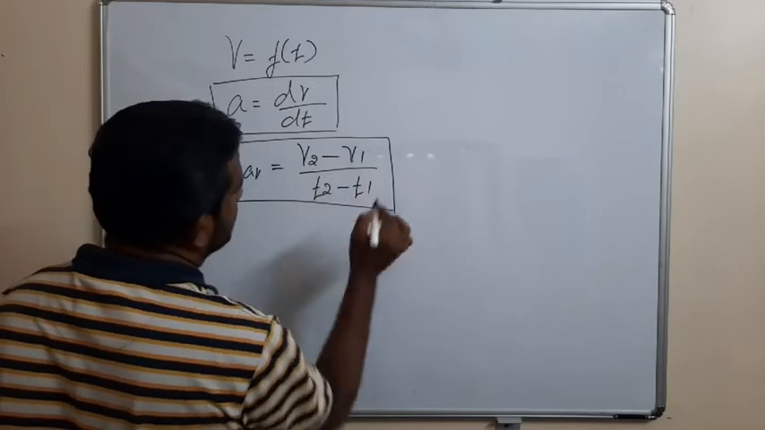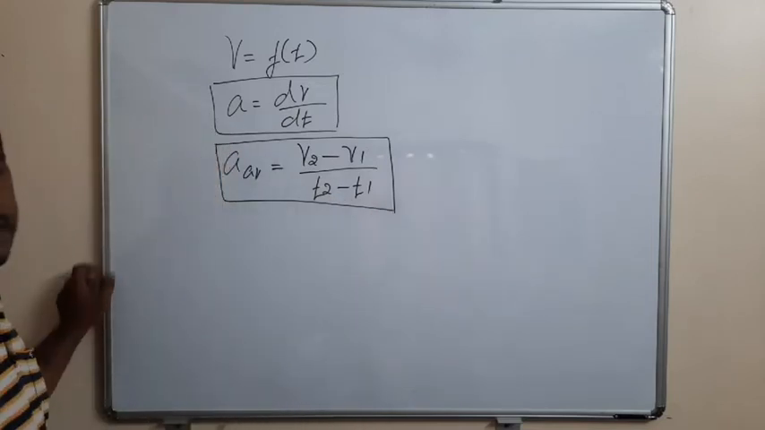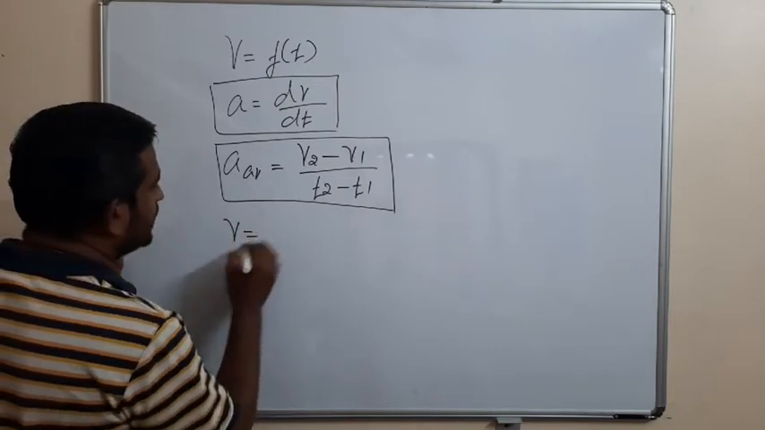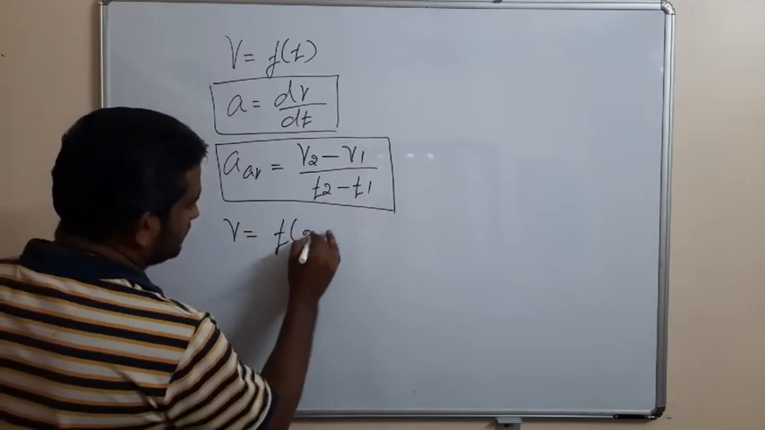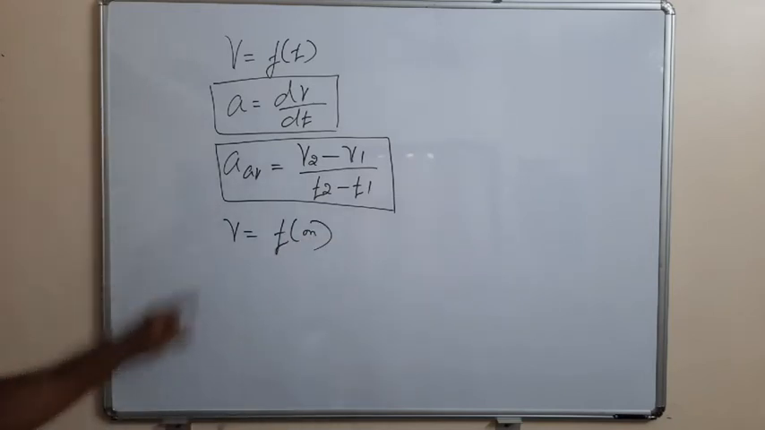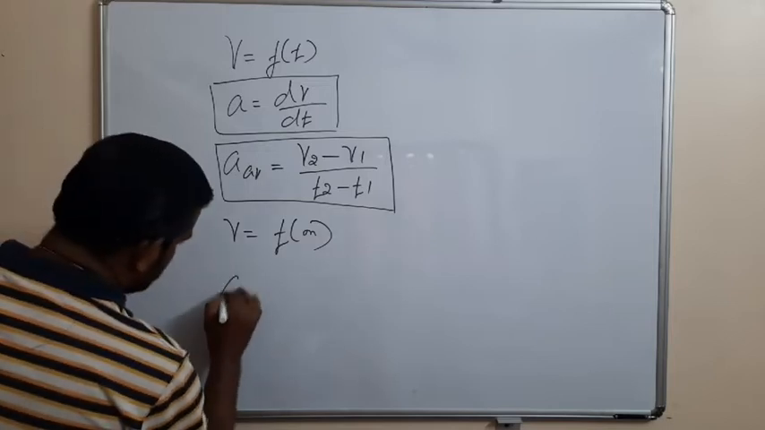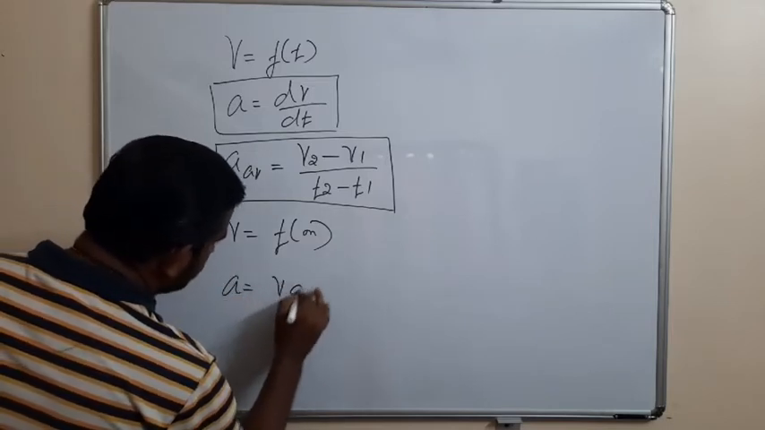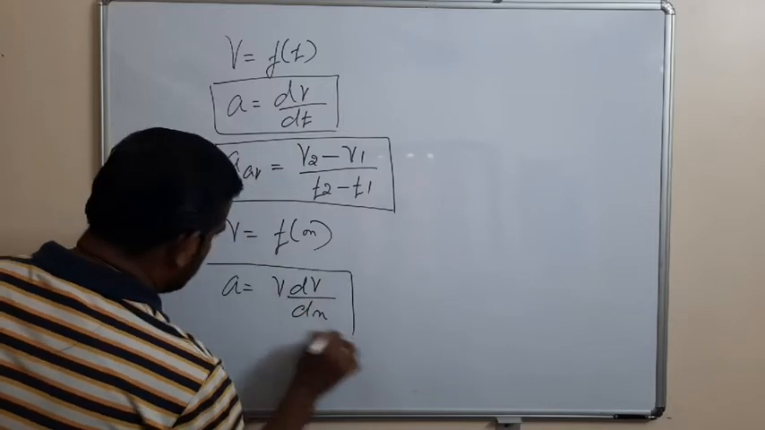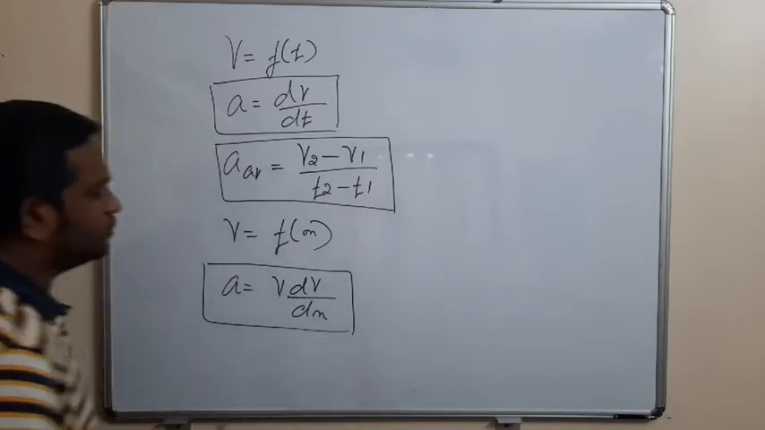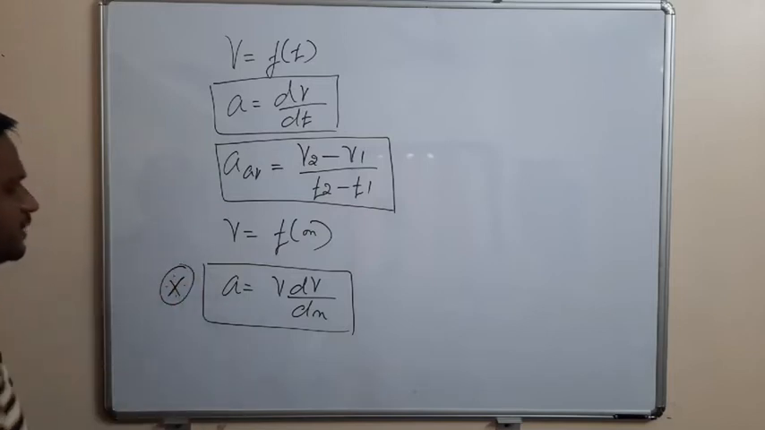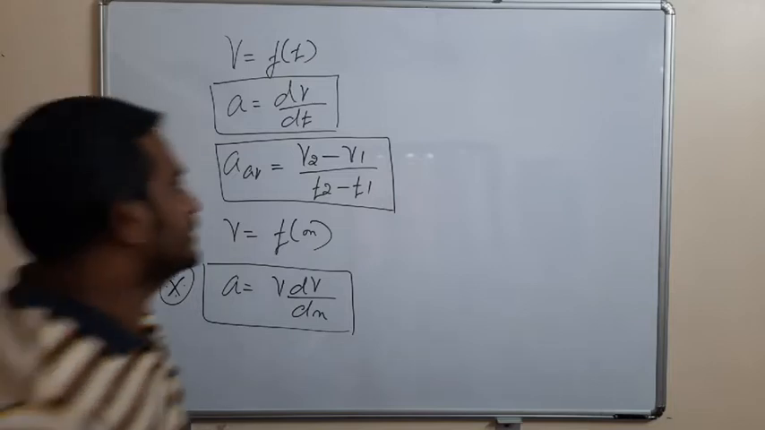Suppose the velocity is given as a function of displacement, so v is equal to f of x. What is the formula for finding the acceleration? a is equal to v into dv by dx. This is a very important formula.